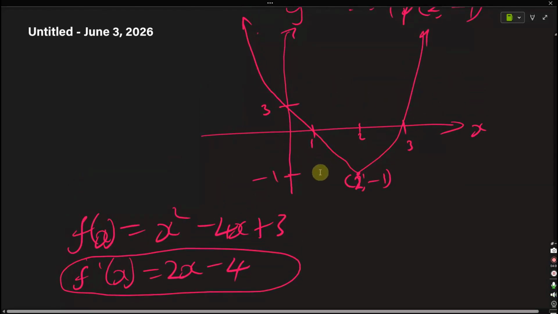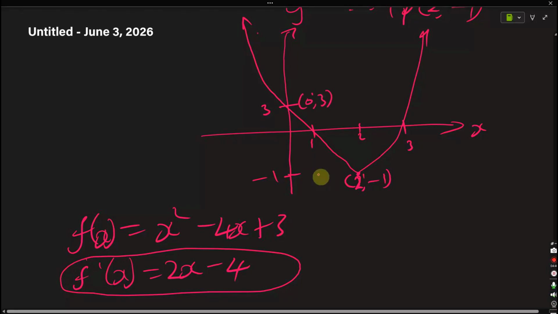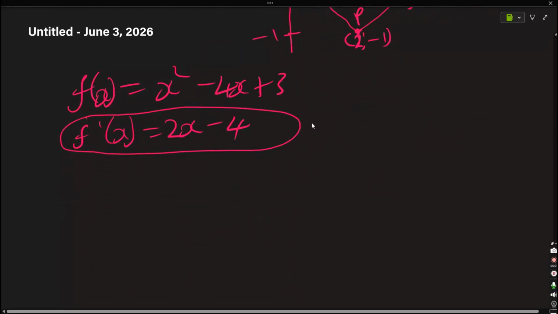So let's do this. Number 1, let's determine the gradient of the tangent when x is 0. Let's look at the coordinates at this point, right? At this point, we've got 0 and 3, right? So let's find the gradient at that point. Let me call it point A, and then I'll call this one point B, and this one point P, and then I'll call this one point T. Right. So let's find the gradient at A.